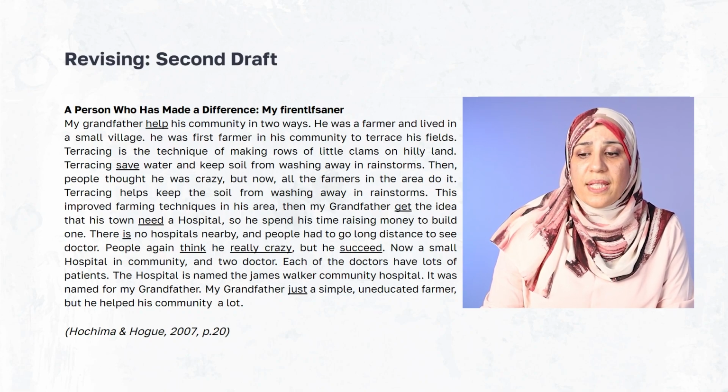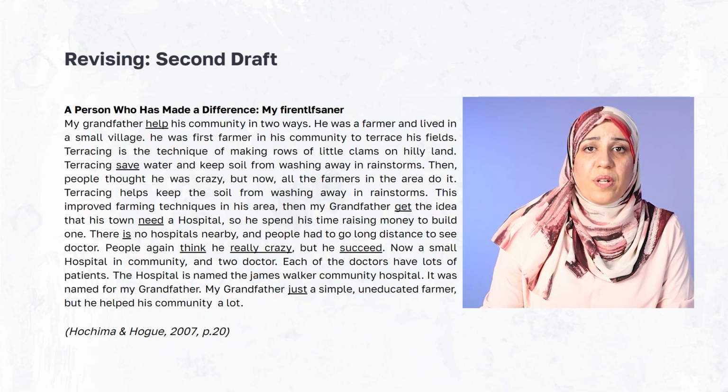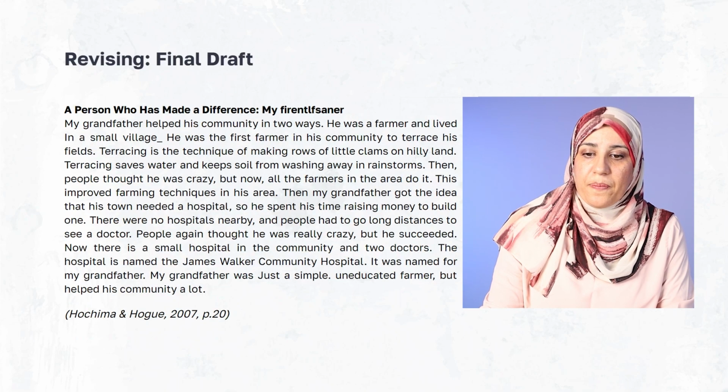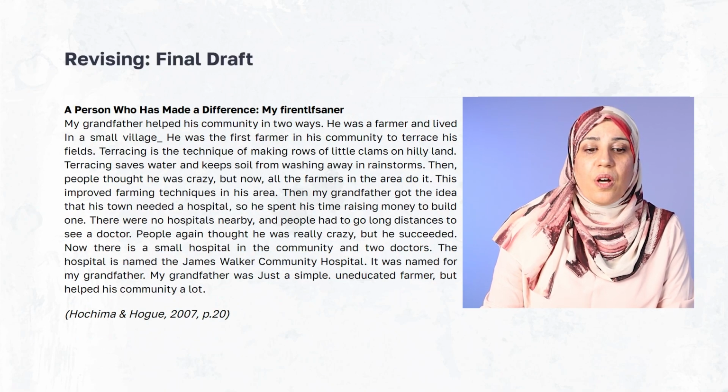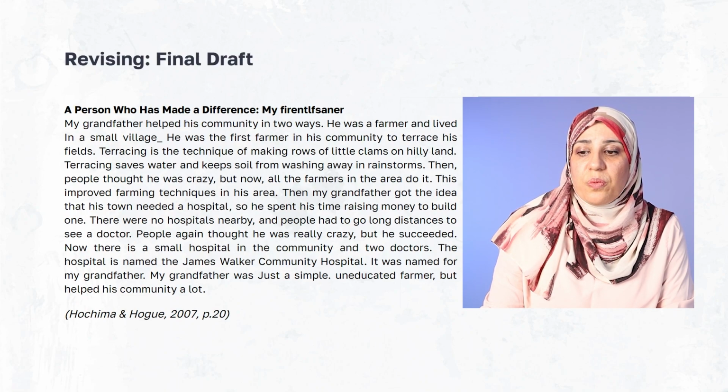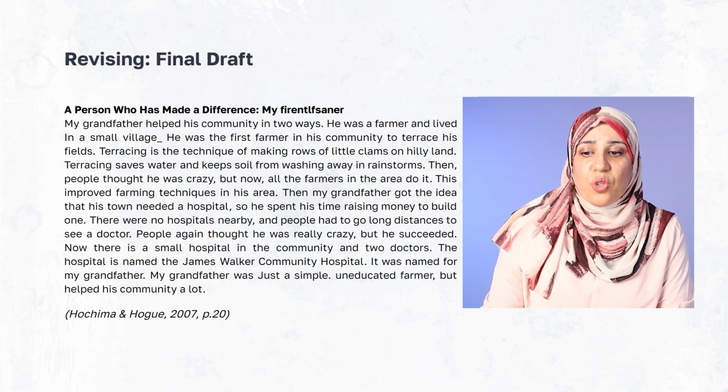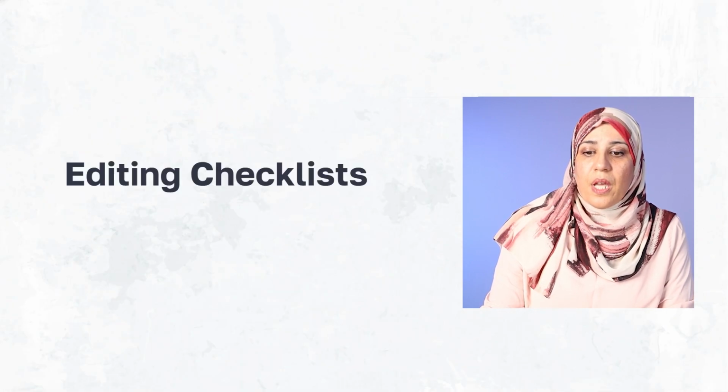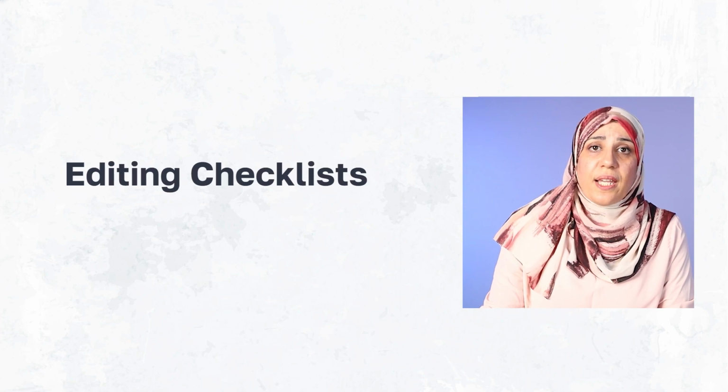So you read your writing again and again until you make sure that your paragraph or essay is clear, coherent, and with no mistakes. Here is an example of how your final draft will look like. As you can see, the final draft is shorter and it contains very few or no errors. To make good revising and editing, you may use an editing checklist.